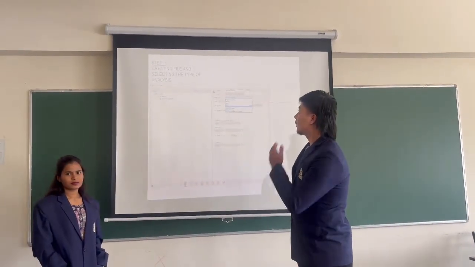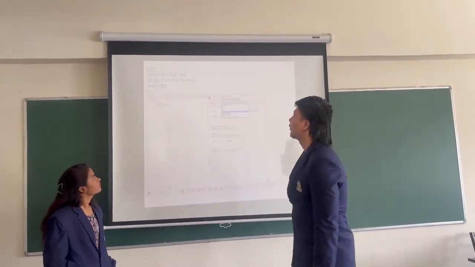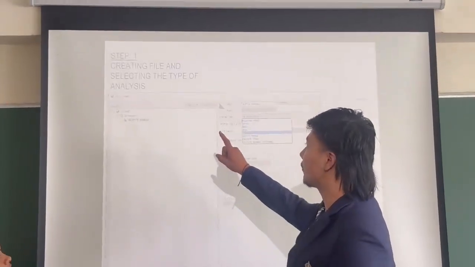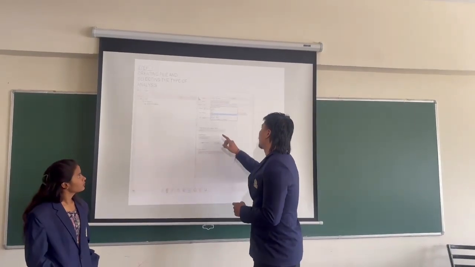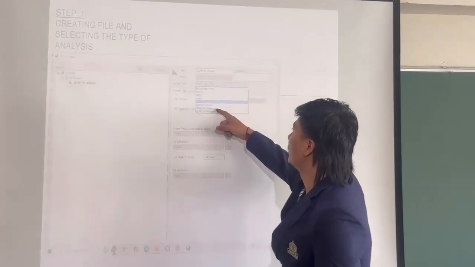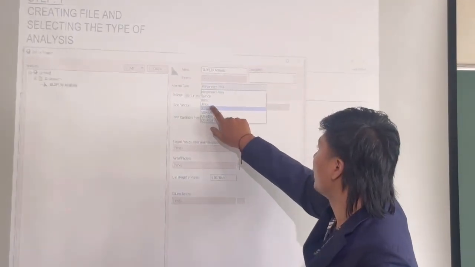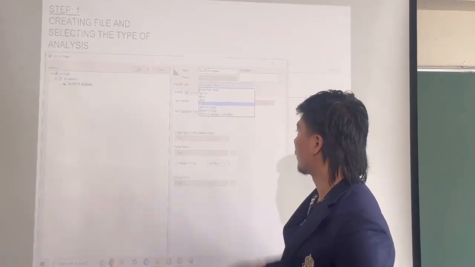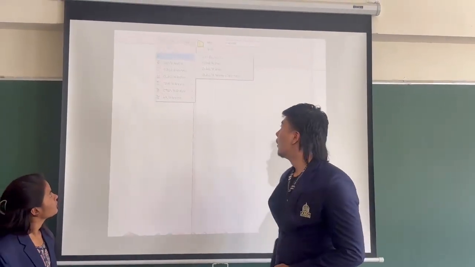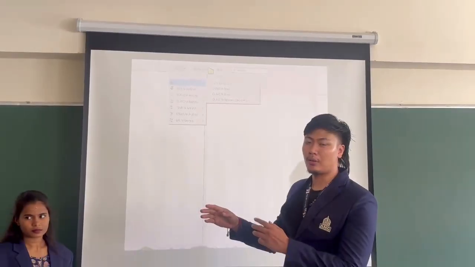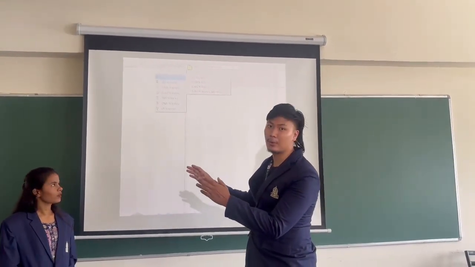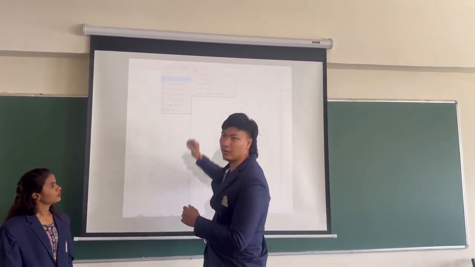Here are the steps for using the software. In step number 1, we have to create a file and select the type of analysis. There are different types of analysis here; we can use ordinary, Bishop, and so on. After that, as my friend explained about the procedure, we have to select limit equilibrium here.